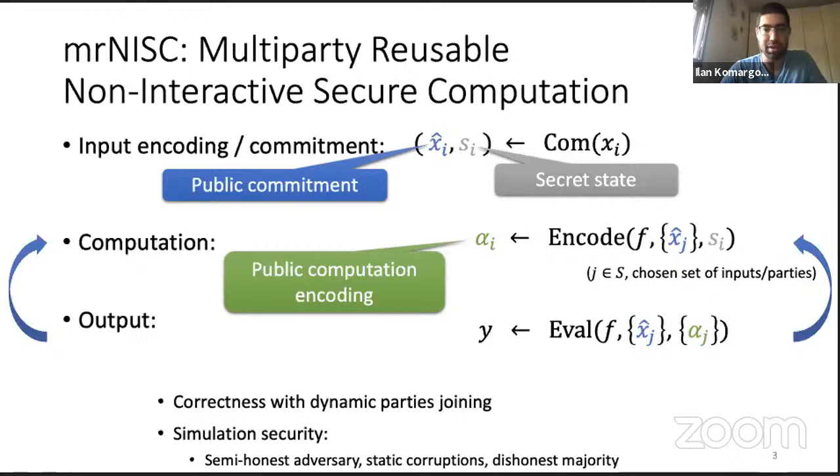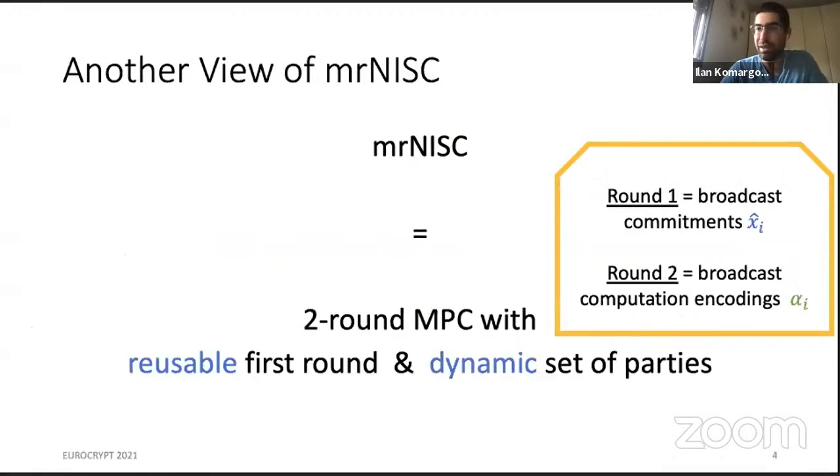We assume corruptions are static and a dishonest majority. So this is the formal syntax of MRNISK. In other words, you can just think of MRNISK as a very strong version of two-round MPC, where the first message is reusable across different second message computations.